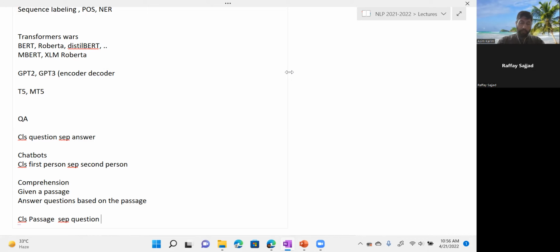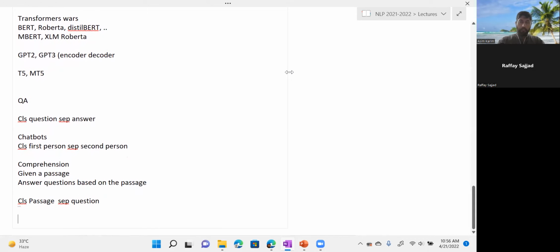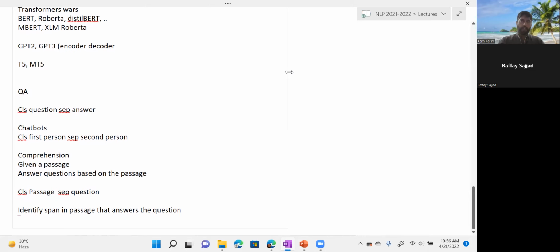Now the output will be that we identify a span in that passage where the answer to that question is found. So what will the span be? Basically, identify and detect the span in the passage that answers the question. Okay? A span is where you have a start label, and then you have an end label.